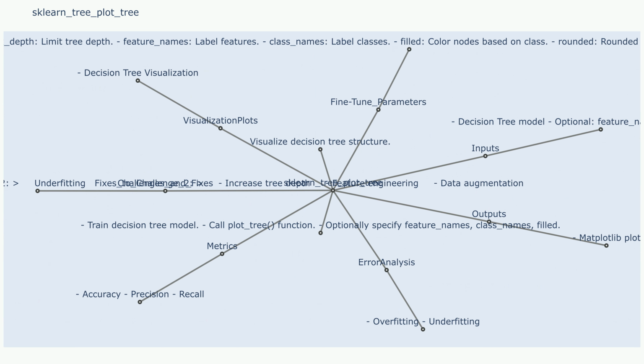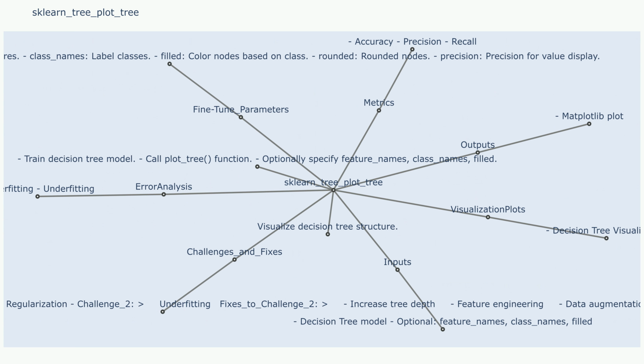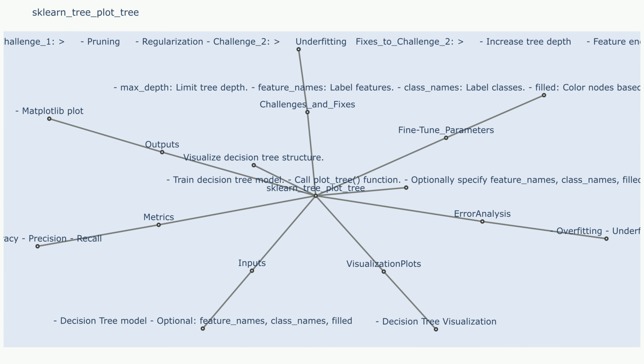Metrics. Gini impurity: the Gini impurity measures the probability of misclassifying a randomly chosen sample from a node. Entropy is another measure of impurity, calculated based on the information gained from a split. Visualization plots. Decision tree visualization: a graphical representation of the decision tree, showing the nodes, branches, and leaf nodes with labels. Fine-tune parameters. Filled controls whether the nodes are filled with color.